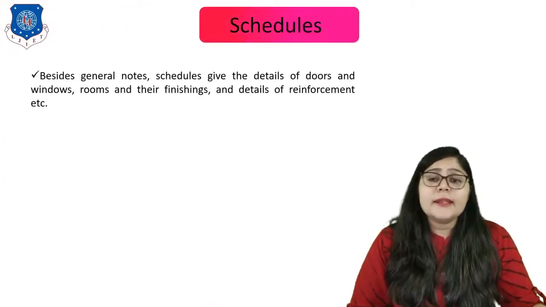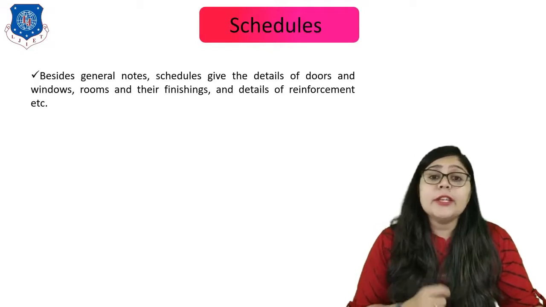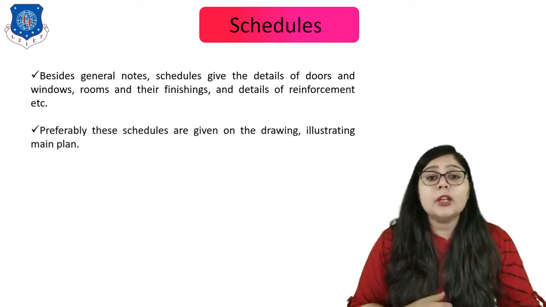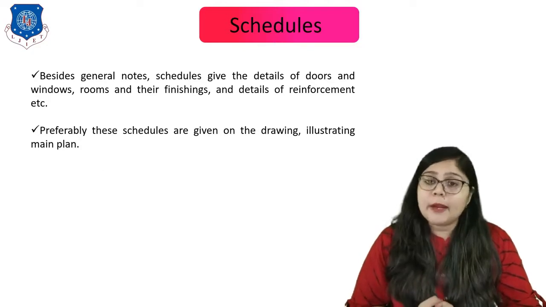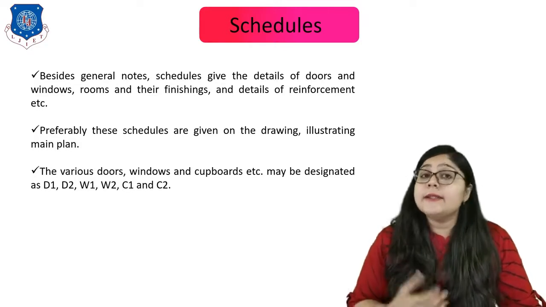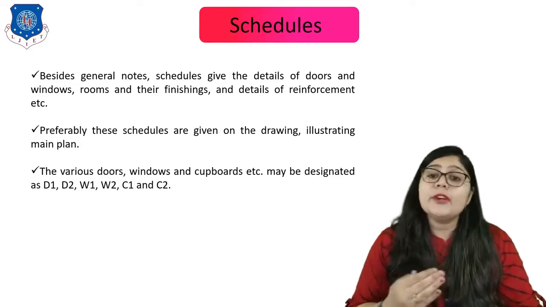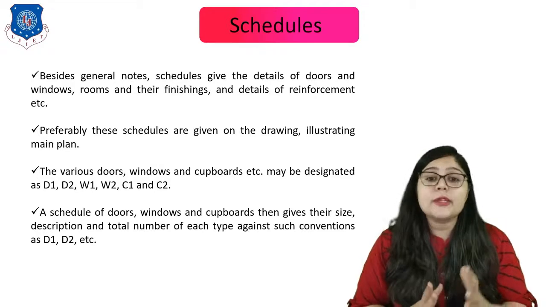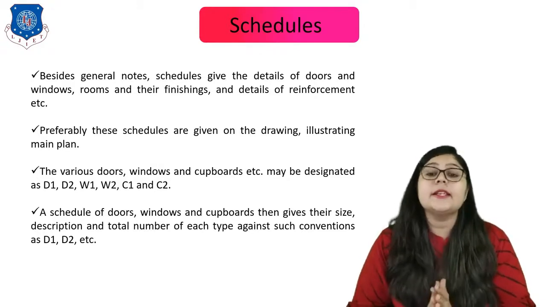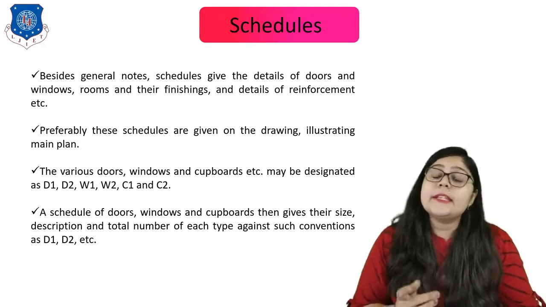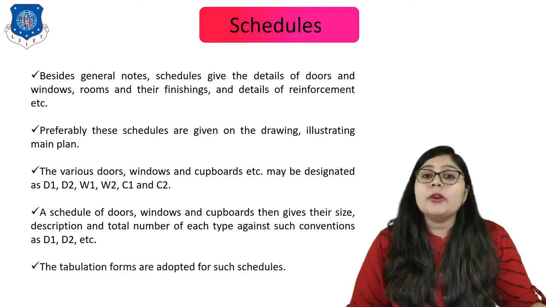So here I can say, besides general notes, schedules give the details of doors and windows, rooms and their finishing, and details of reinforcement, right? Preferably these schedules are given on the drawings illustrating the main plan, right? The various doors, windows and cupboards may be designated as D1, D2, W1, W2, C1 and C2 based on their sizes. So I can say a schedule of doors, windows and cupboards gives their size, description and total number of each type against such conventions as D1 and D2, etc. Right? So this is all about schedules.